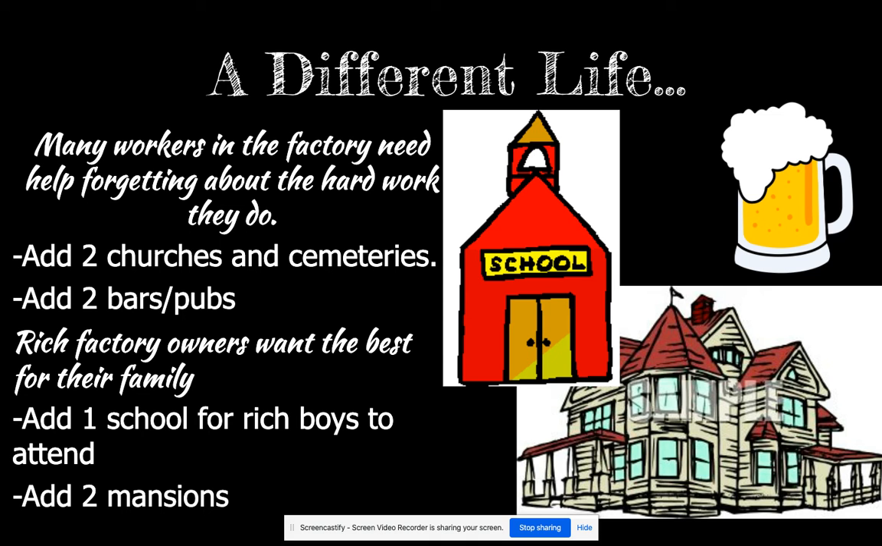So rich factory owners are going to want some special treatment for their sons so that they'll know how to be rich factory owners later on. So they would build a school, and that would be off probably away from the factories somewhere. So you need to build in a school, and then you need to add two mansions because there's lots of money coming into your little but not so little anymore growing town.